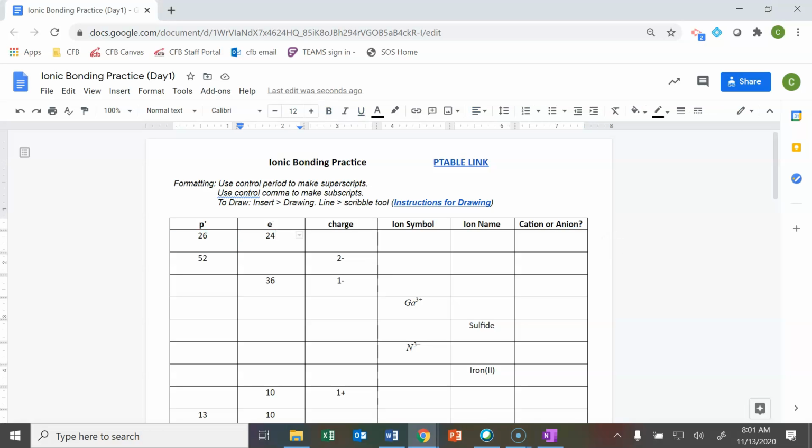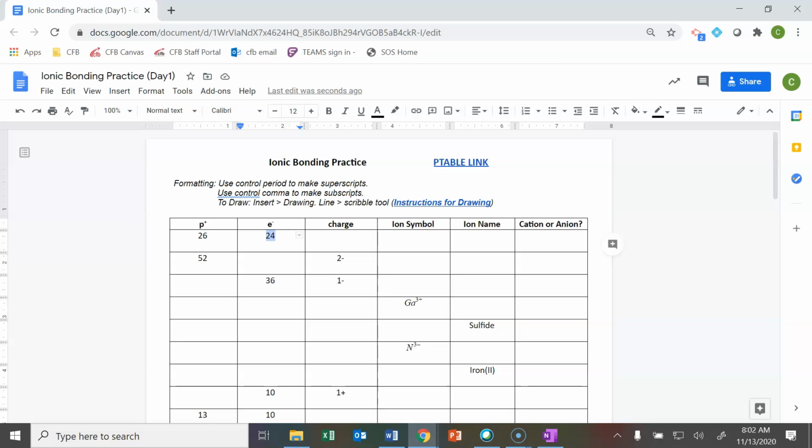So what I can do with that is I need to remember that the protons have a charge of +1 and the electrons have a charge of -1. So what that means is I've got 26 protons, that's a +26. I have 24 electrons, that's -24. If I combine those charges together, I'll come up with the overall charge of the ion.